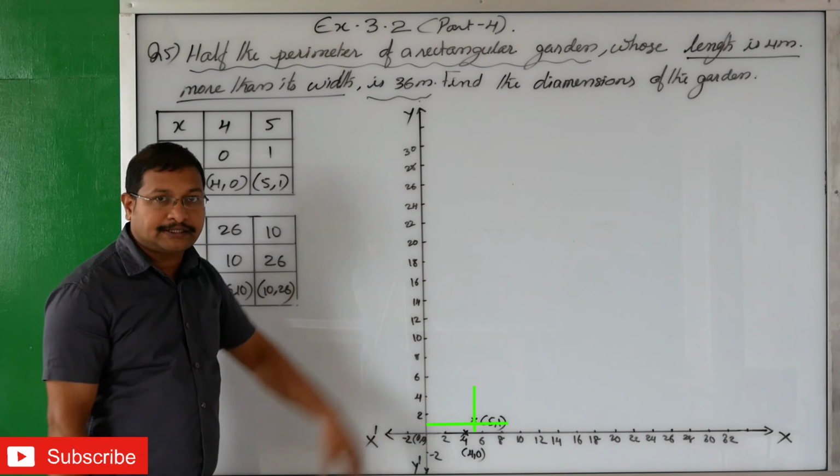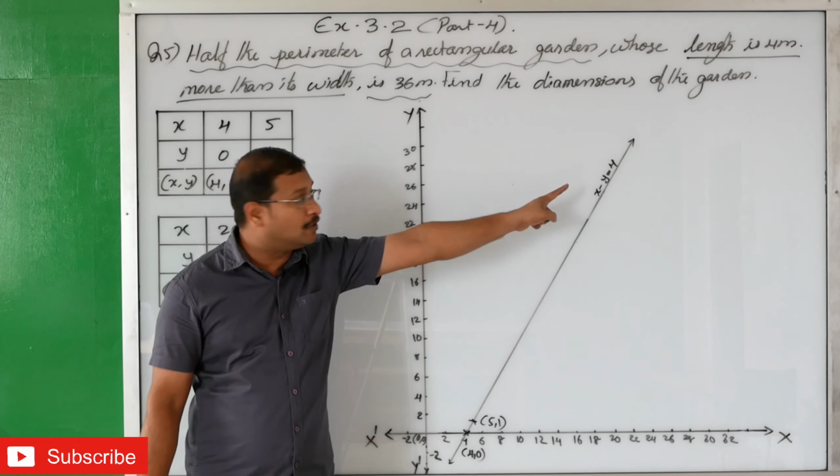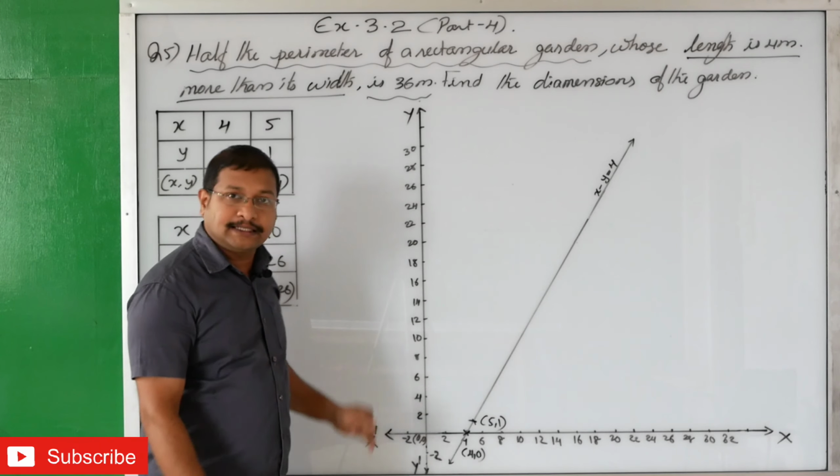Now we'll join this. So we got the line now. So here we wrote x minus y equals 4. Okay, let's see the next table.